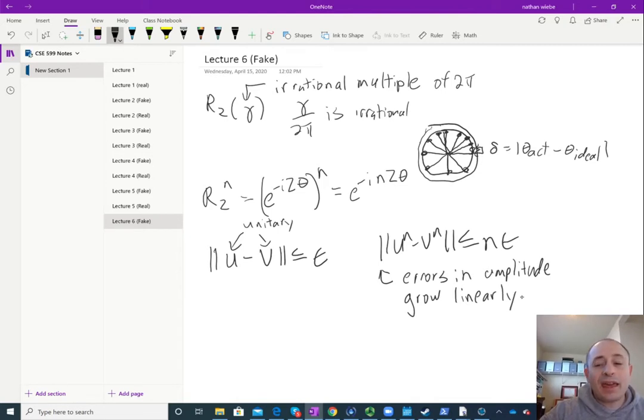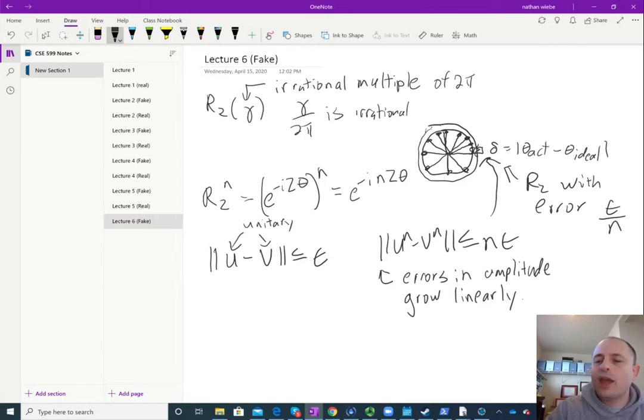So if you have to apply a gate n times and there's some finite error, like there would be in approximating the rotation that you want by this, we would end up with just getting n times that error. So if we need to apply the gate n times, and we can tolerate error epsilon in our final wave function, then we would only need to be able to do RZ with error epsilon over n suffices.